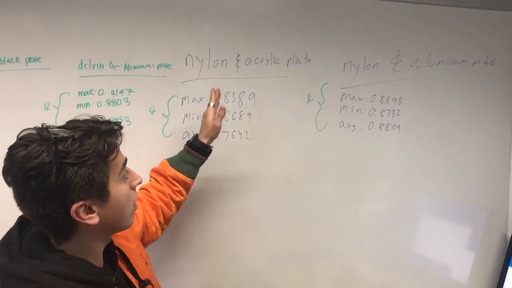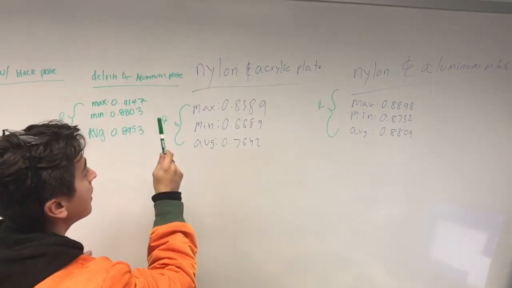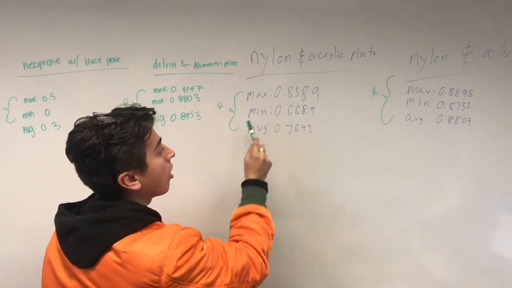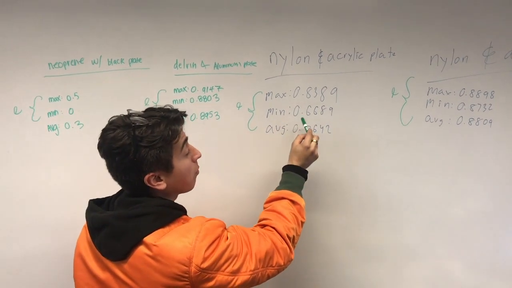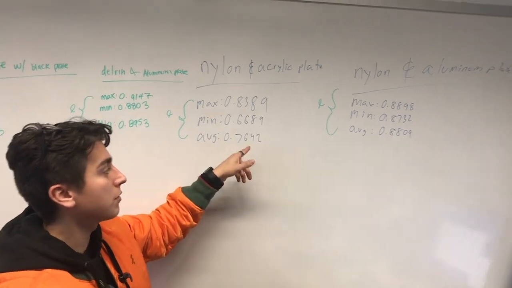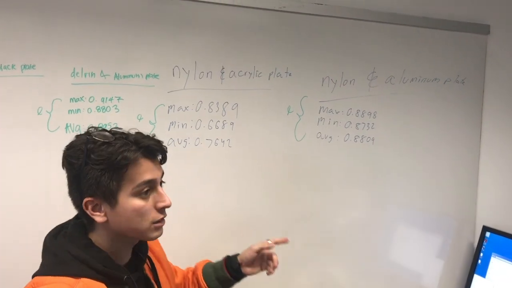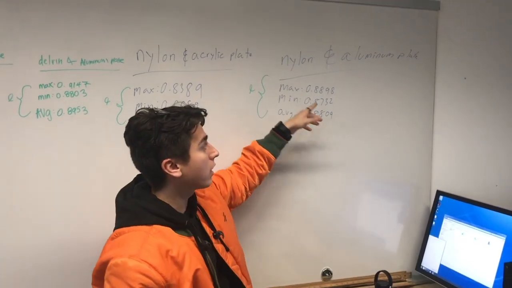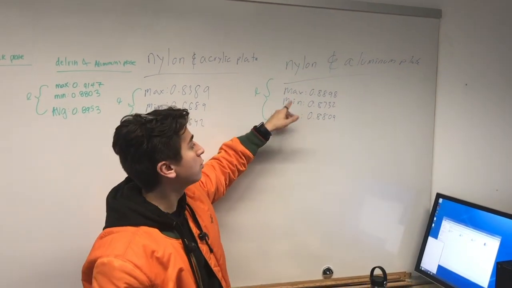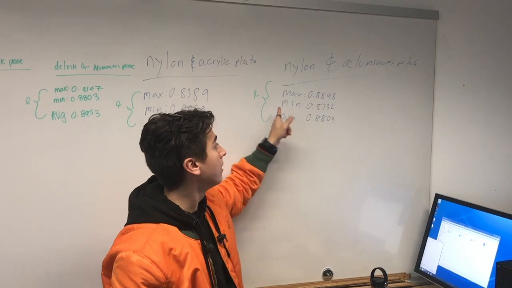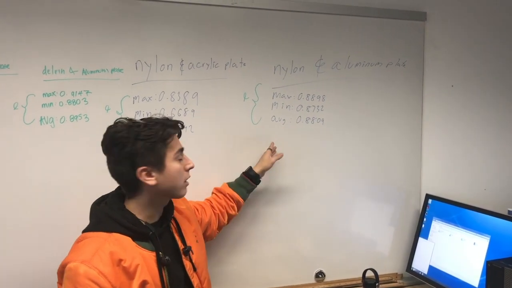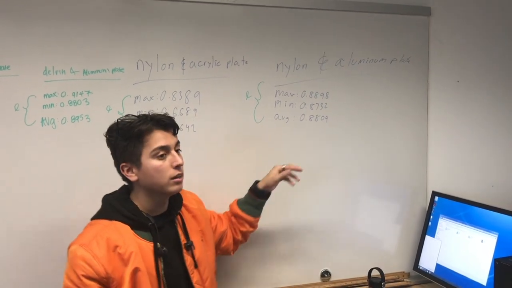We ended up using nylon with acrylic plate. The E max is 0.8389. Our minimum is 0.6689, and then we calculated the average to be 0.7642. And then the last trial that we ended up using is nylon with aluminum plate. We calculated that the max restitution is 0.8898. Our minimum is 0.8732, and we calculated the average to be 0.8809.